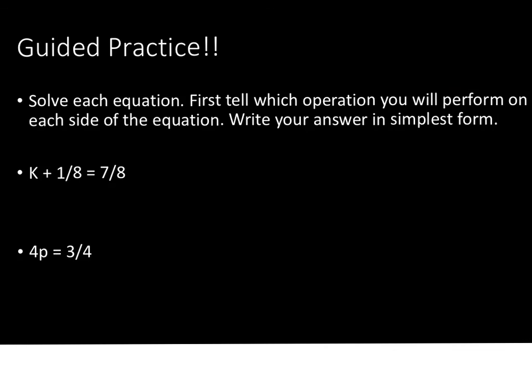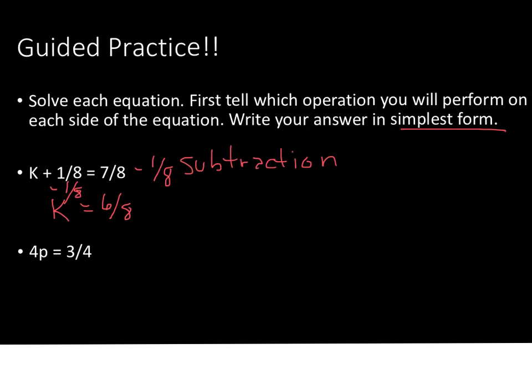Well, when I'm looking at k plus 1/8 equals 7/8, the first operation I'm going to perform is subtraction. And I'm going to subtract 1/8 from both sides. So 7/8 minus 1/8, that's 6/8. And of course, 1/8 minus 1/8 leaves me just k on this side. So k is equal to 6/8, but they want simplest form. So I'm dividing by a common factor of 2, and I get k is equal to 3/4.